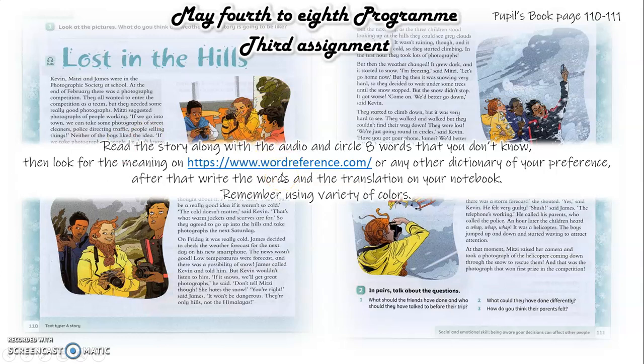You can use WordReference, or if you don't like this one, you can use any other dictionary that you prefer. When you finish looking for the meaning of the words in your dictionary, now write the words in your notebook and write the translation in Spanish too. But remember that while writing in your notebook, you must use a variety of colors.